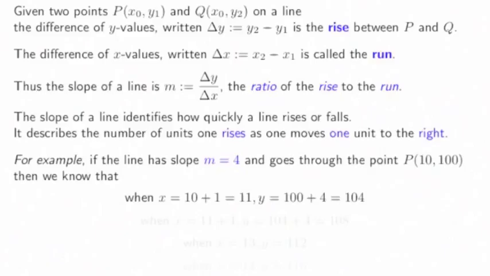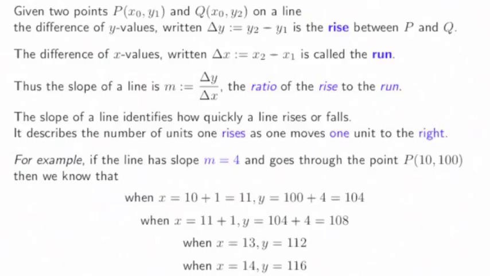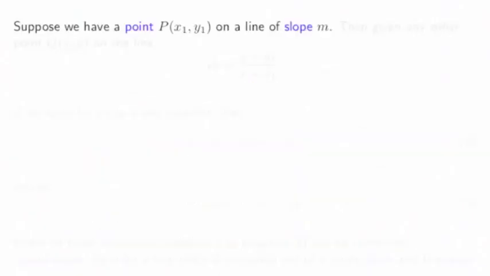So when x is 10 plus 1, that is 11, y will rise by 4 to 104. If we increase x by 1 from 11 to 12, y will rise by 4 to 108, and so on. If we increase x to 13, y rises by 4 to 112. If x is 14, y is 116. Every time we move to the right one, or increase x by 1, we increase y by 4. That's what the slope means.